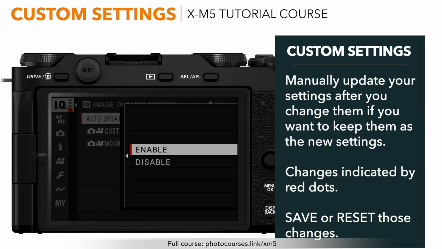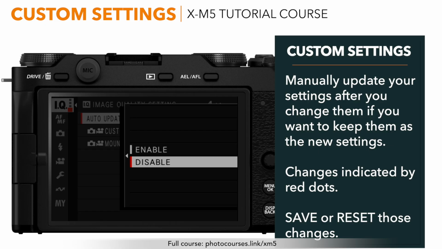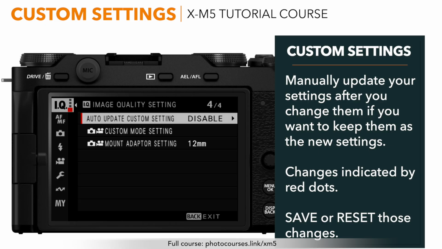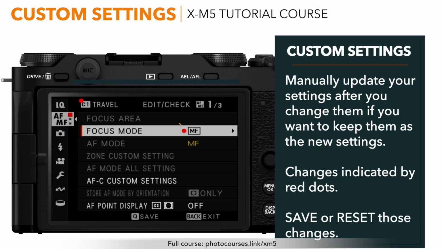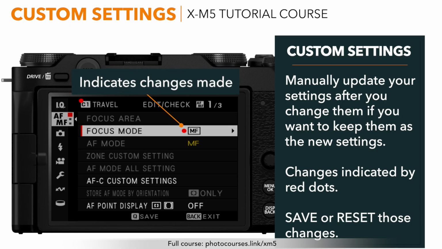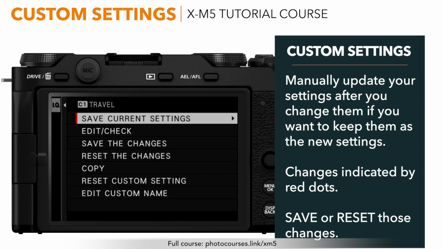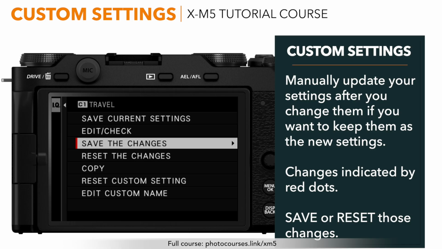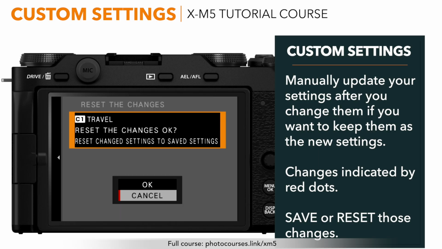If this is disabled, any camera setting you change while using a custom setting will not be saved to that setting. Instead, you'll see red dots next to those settings that were changed from the original custom setting. You have the option of saving those settings to this custom setting if you choose to. Go to the Edit Save Custom Setting menu, select the custom setting that you're using, and select Save the Changes. To reset the settings to the original custom setting, select Reset the Changes.